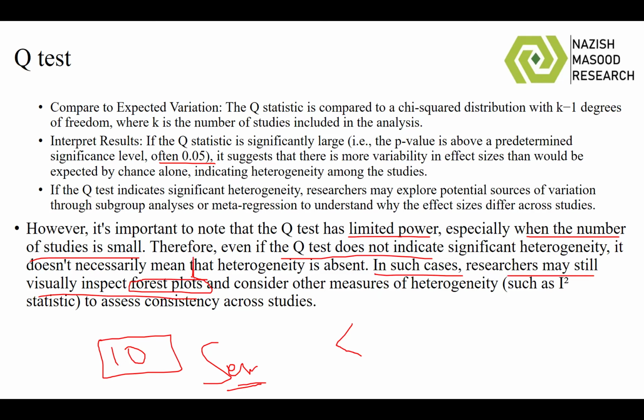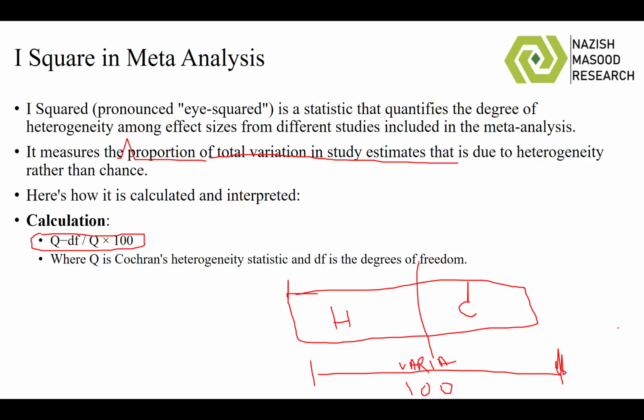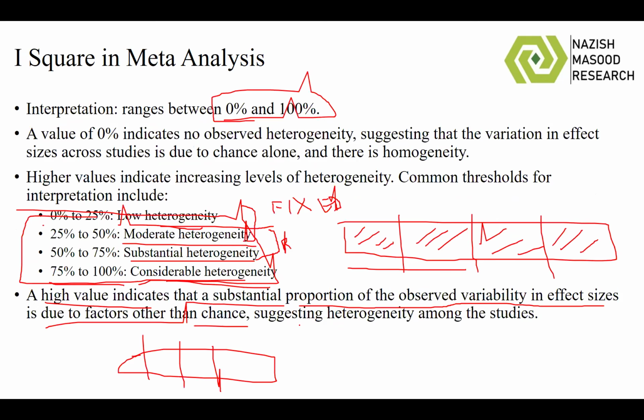Why will you inspect the forest plot? We will see in an upcoming slide. And you will also calculate I square, because I square gives you a more visual understanding, as it gives you a proportion of the overall heterogeneity. So like I said, I square is giving you this proportion of heterogeneity.